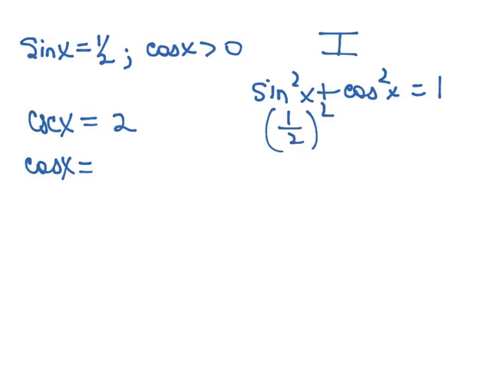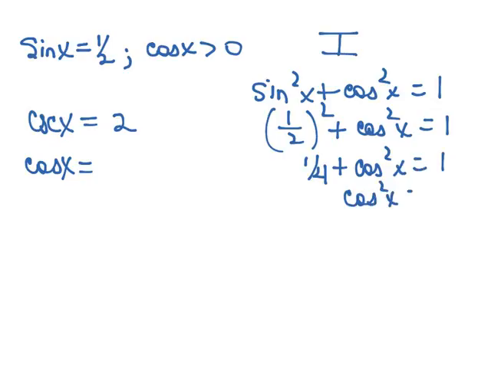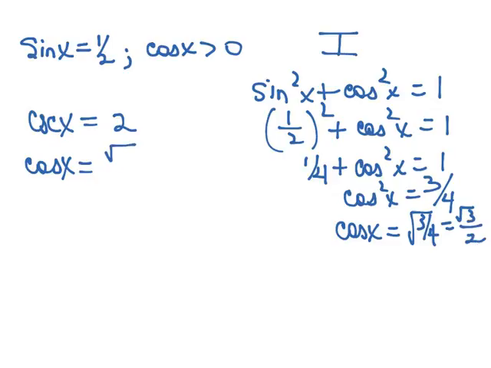So 1/2 squared plus whatever the cosine squared has to equal 1. A half squared is a fourth. So 1/4 plus the cosine squared of x is equal to 1. That means that the cosine squared of x is equal to 1 minus a fourth, which is 3/4. So the cosine of x is equal to the square root of 3/4, which would be the square root of 3 over 2. So our cosine of x is equal to the square root of 3 over 2.